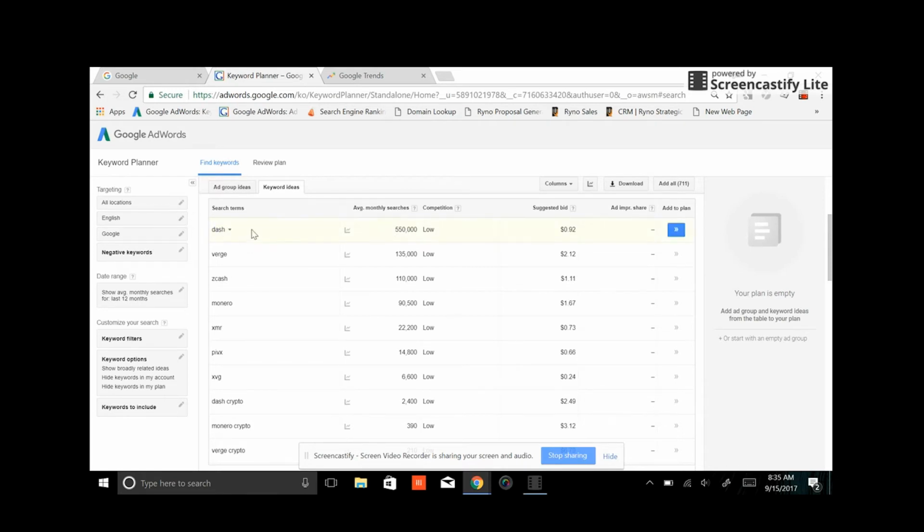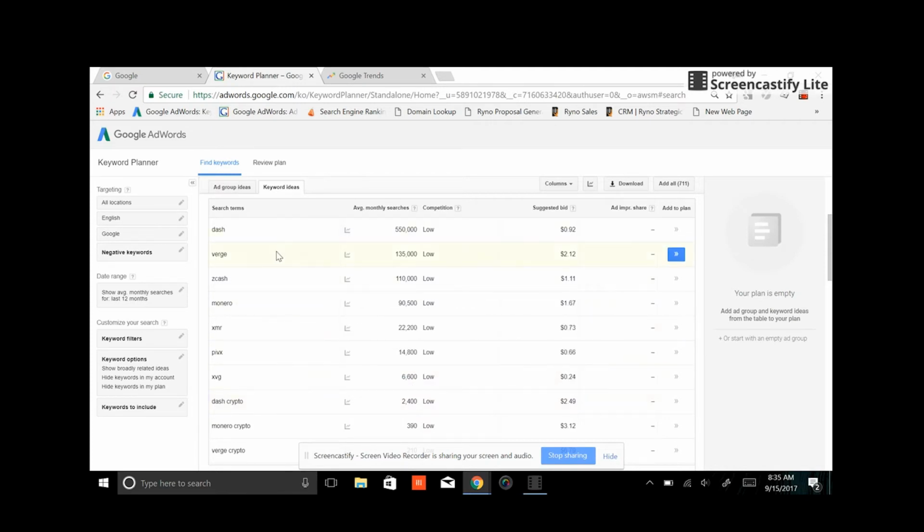Really important to note here that this number to me is not really relevant or applicable because the word Dash is very broad, right? Dash means a lot of different things. It doesn't necessarily mean Dash Crypto. When we look at Dash Crypto, there's 2,400 searches a month. So you can see it's a pretty significant drop. The symbol for Dash is obviously Dash, so we can't narrow it down any further.